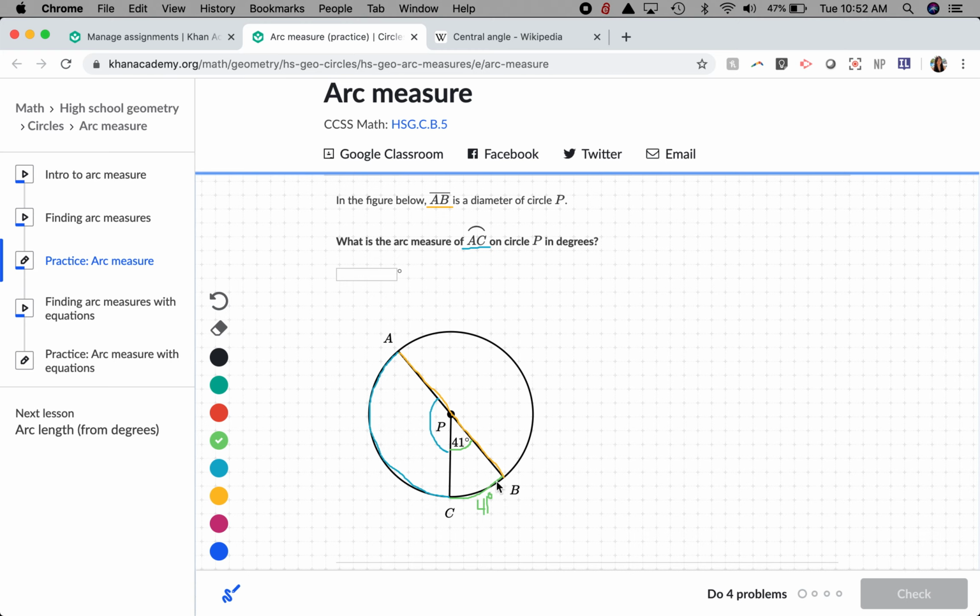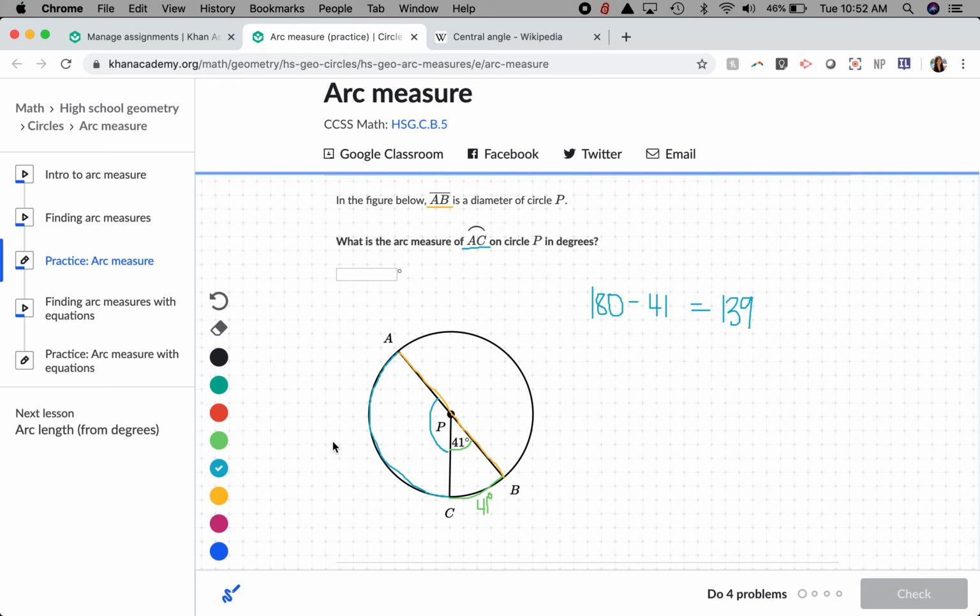Now remember what we said about the measure of this whole arc? Because this is a diameter, the total on this half of the circle will be 180 degrees. So what I'm going to do right now is subtract what we already have, which is 41, from 180, and that should give us the measure of arc AC. So 180 minus 41 is going to give us 139.